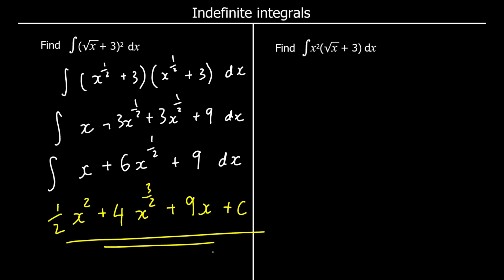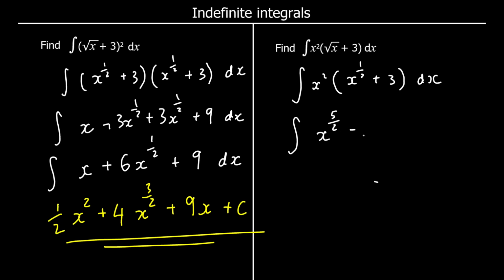One for you to try. Give it a go. So we have x squared times x to the power of a half plus 3. If we expand the brackets, when we multiply indices, we add the powers. So 2 plus a half is 2.5, or 5 over 2. And 3 times x squared is just 3x squared. So now it's ready to integrate.